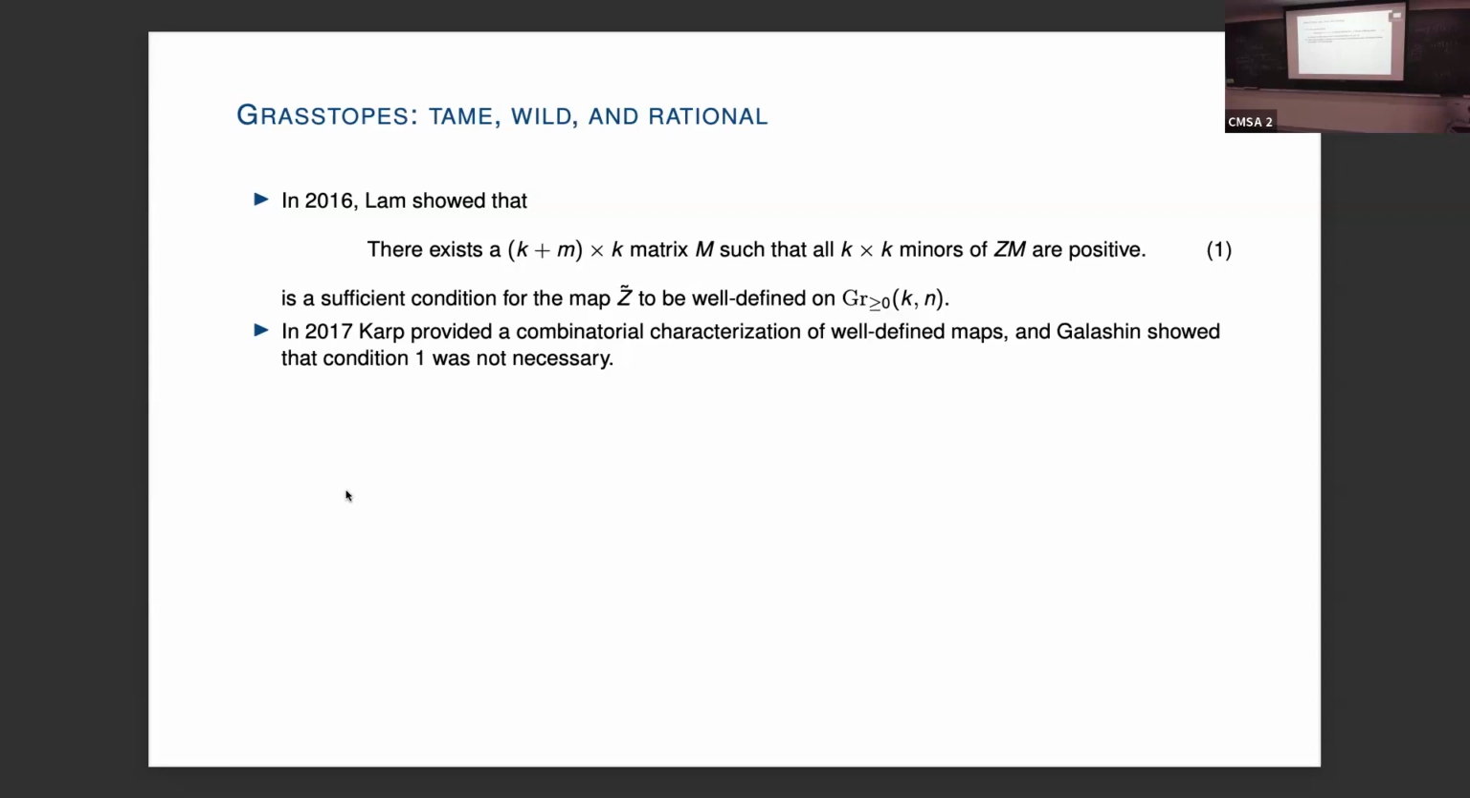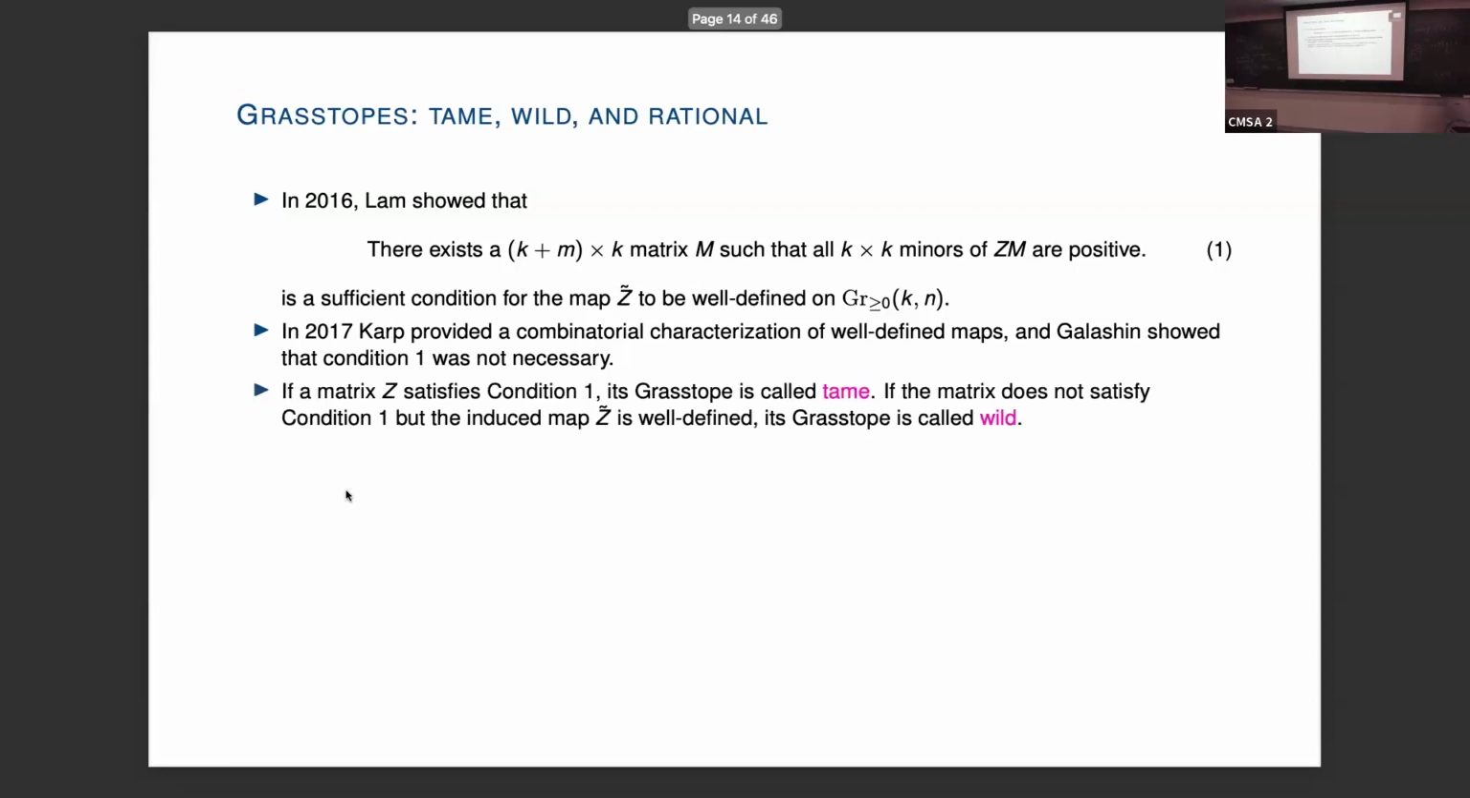This inspired Thomas Lam to propose a terminology. If a matrix Z satisfies condition 1, which still gives us meaningful information, we know the map is well defined. But we also want to say that in some sense it is better behaved than the ones that are well defined but do not satisfy condition 1. So if it satisfies condition 1, it's called tame. If it does not satisfy condition 1, but it is still well defined, it's called wild.